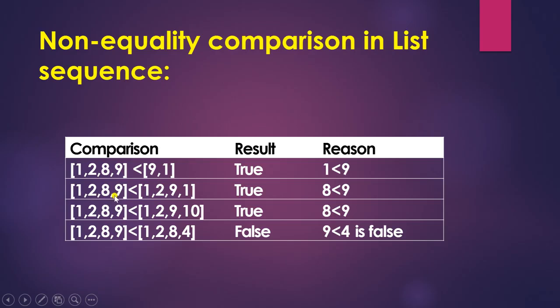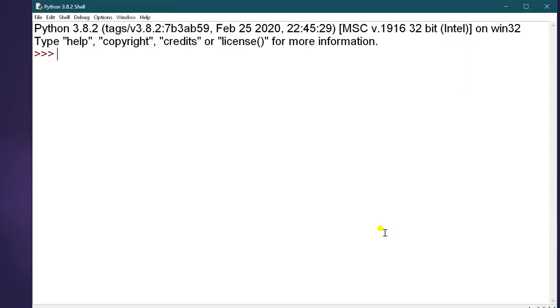Now this is the comparison between these, so it will also give you a True value. Now again, this one will give you the True value. Now in this case, this 9 will compare with this, so it will give you the answer False. Okay, so now we are going to implement it practically.